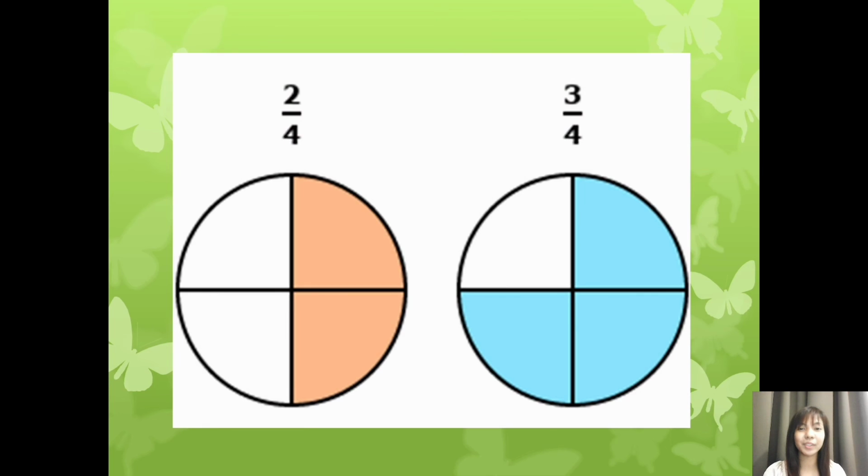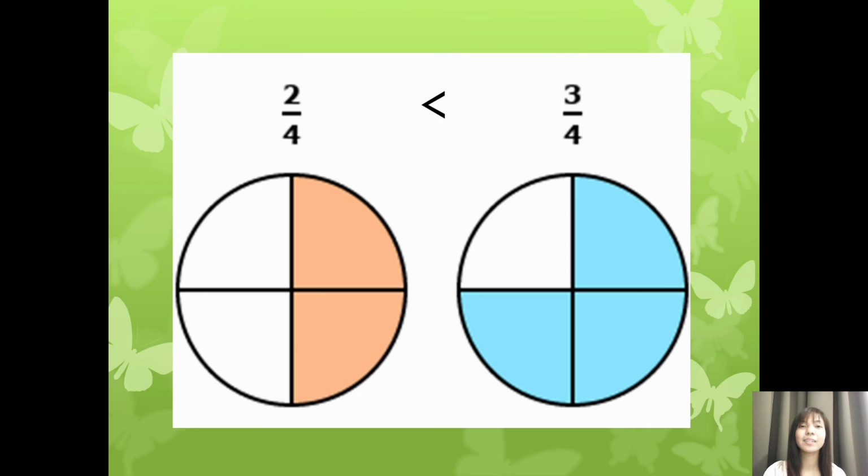Next, we have to practice more. Here we have an illustration. The pie, 2/4: 1, 2, the shaded part, so 2, and then how many parts as a whole? 1, 2, 3, 4. So 2 over 4. And then we have here 3/4. How many shaded parts? 1, 2, 3. So 3/4. This one, the shaded parts is 2, so 2/4. Is it greater than or less than? What do you think is the answer?